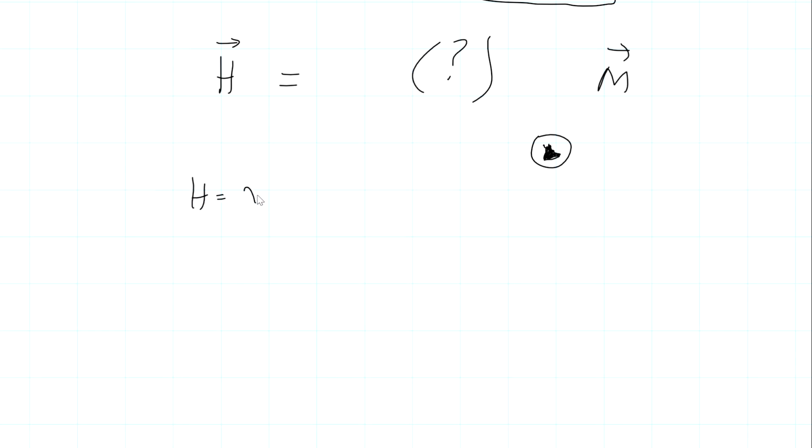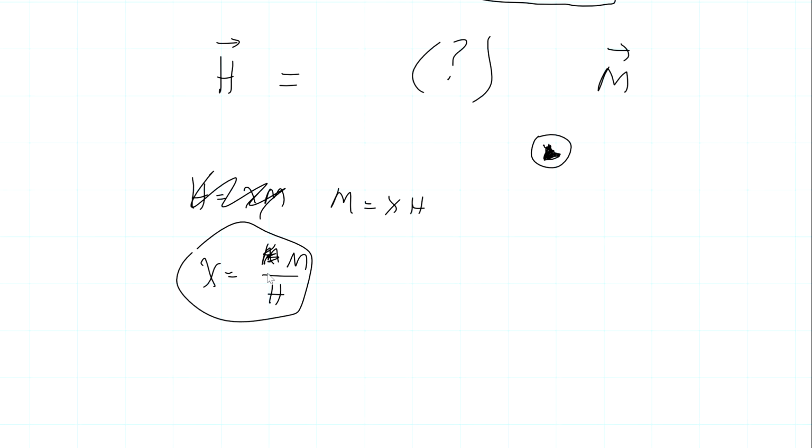H is equal to chi m. Remember that? And chi is actually our magnetic susceptibility. Of course, it is not in this form, but m equals chi h. Yes, thank you for correcting me. So chi is m over h. Let me write it down better. M over h. But at that time, we always assumed that m and h are pointing in the same direction.